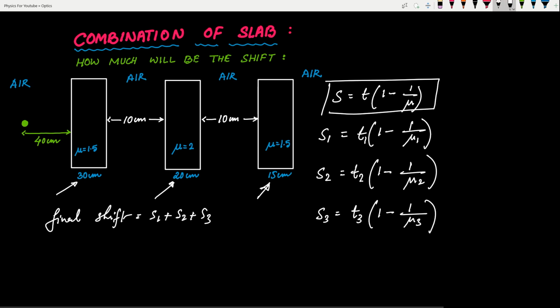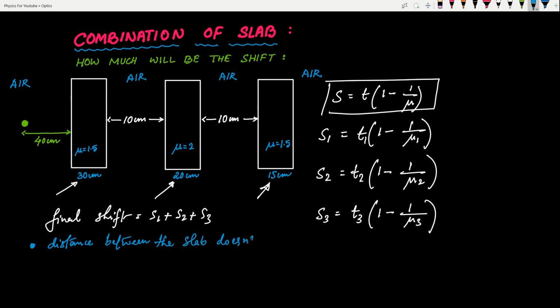Now the thing that you need to remember is, let's write down in bullets. The first thing is distance between the slab doesn't matter.